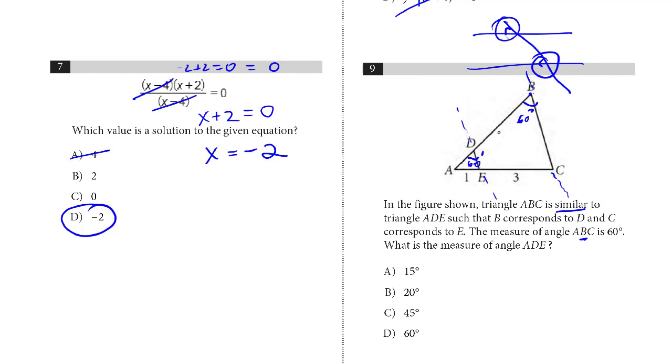Or another way to say it, the corresponding angles of similar triangles must be the same because similar triangles have all the same interior angles. So the measure of angle ADE must be equivalent to ABC, which is 60 degrees. Correct answer is D for number 9.